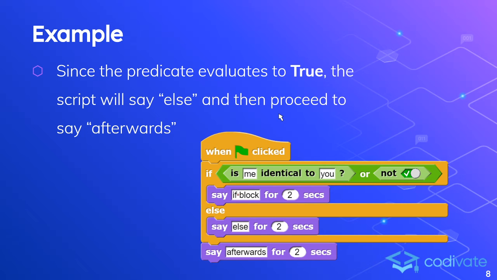Since the predicate here is or, either predicate has to be true. However, me is not identical to you, and not true becomes false. Since both predicates return a Boolean value of false, the script will say "else" and then "afterwards."